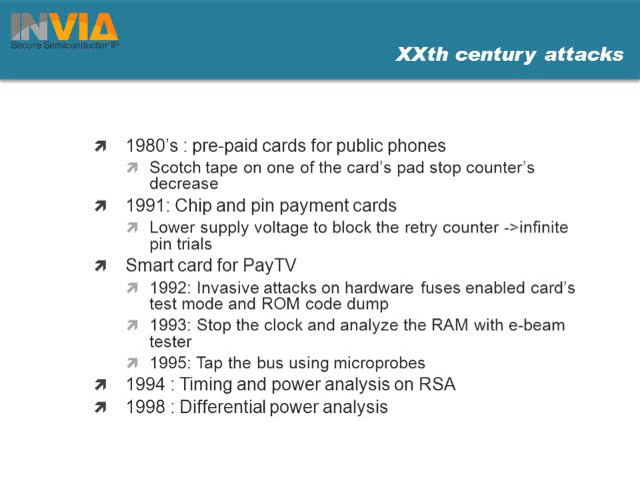Later in the 90s, it was something a little more sophisticated where you lowered the supply voltage to block the retry counter, and then you had infinite pin trials. The pay TV is really the area where, that's public phone. That's a thing of the past, by the way. Public phone, you don't see those much often now. That's payment card, and that's pay TV. So pay TV is the hottest area in chip security, because this is the area where, once you have broken the algorithm, it's easy to benefit from the service without being detected.